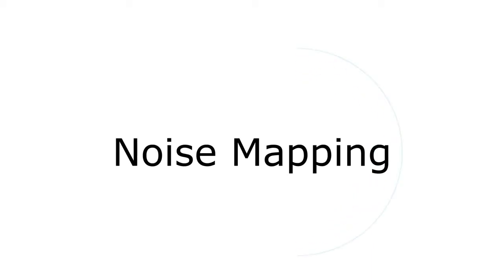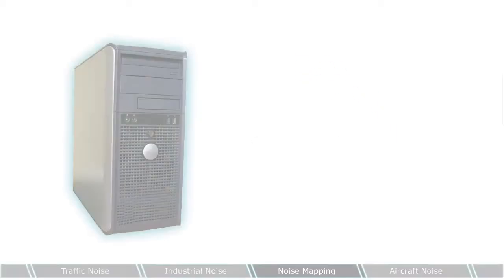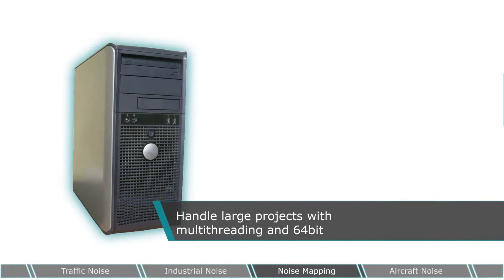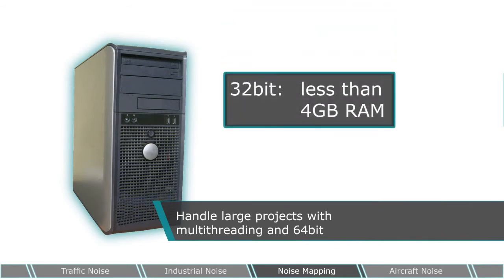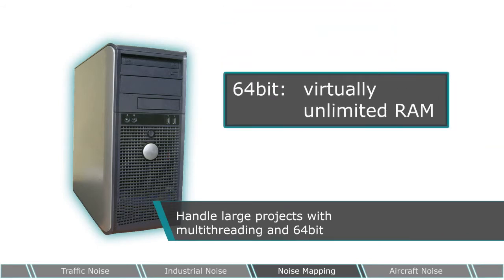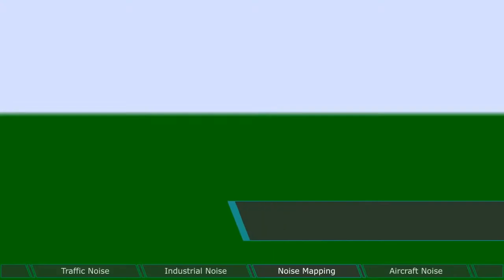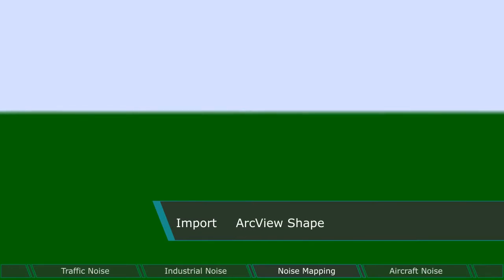Calculations for large areas have additional requirements for the program. CadnaA is well suited for noise mapping purposes. For example, not only multi-threading is possible, but with the option 64-bit, also the use of virtually unlimited memory. A main early step in noise mapping is data import. CadnaA offers a huge variety of import formats.